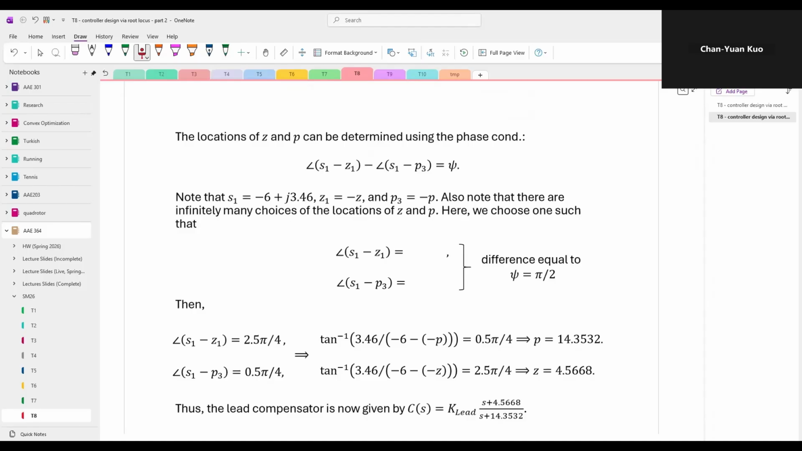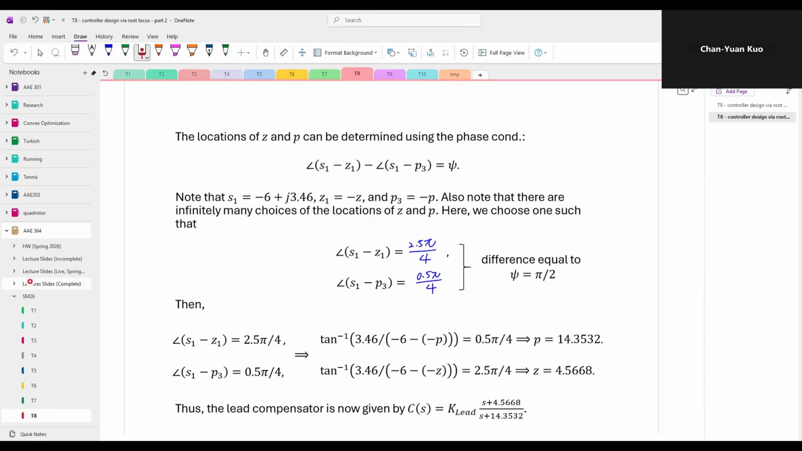And here, just to illustrate how it works, let's choose one such that the zero contributes a phase of 2.5 pi over 4, and the pole contributes a phase of 0.5 pi over 4. And notice that their difference is exactly pi over 2, which is the missing phase needed to meet the phase condition.